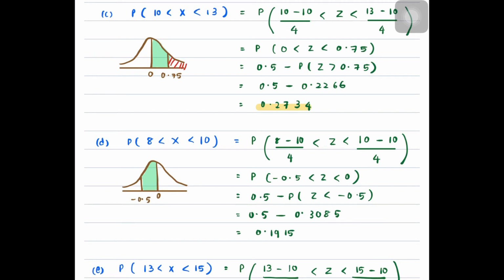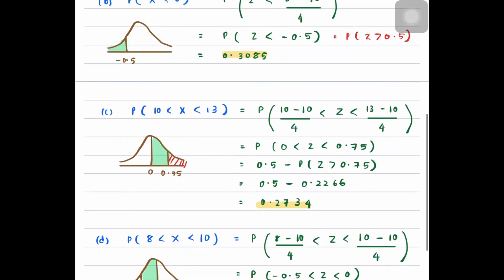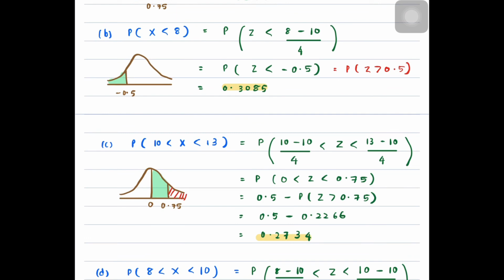And then remember, the table only reads the at least symbol. Okay, the at least symbol is the symbol towards your right hand side. So if you use the symmetrical properties, this area is also equivalent to the right side area. So these two values are equal if you refer to the graph. Okay, so for part B just now, you found Z is less than negative 0.5, which by symmetry is also equivalent to Z is more than 0.5.